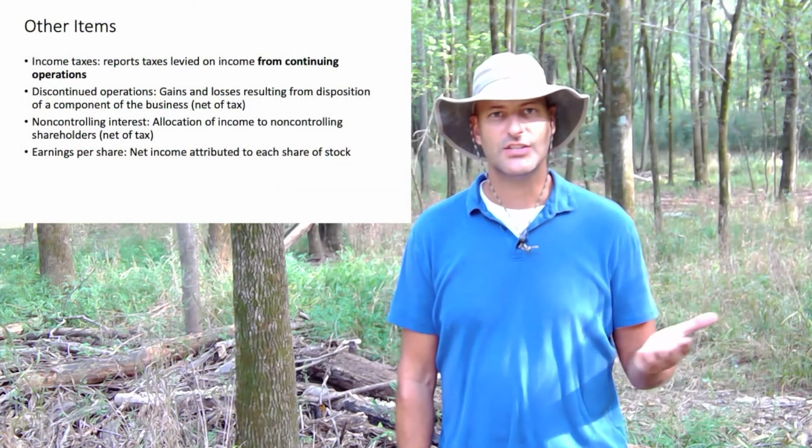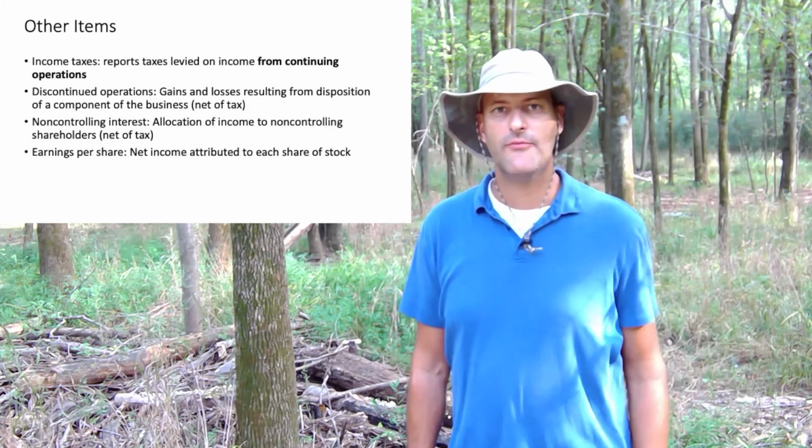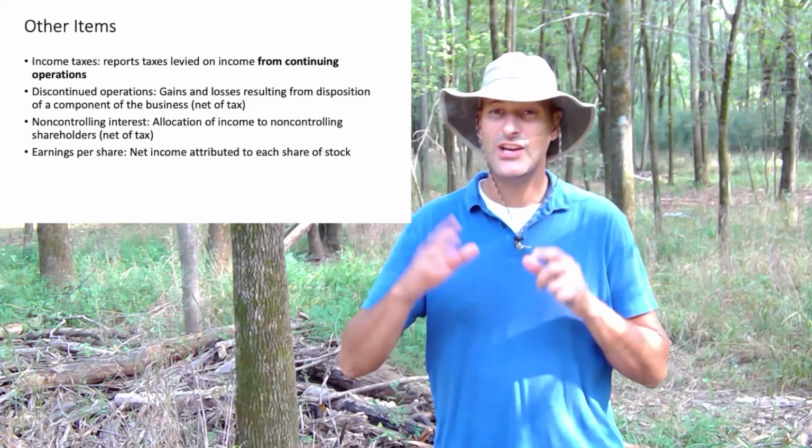So those are types of things that end up in gains and losses as opposed to revenues and expenses. There are some additional or other items that we do. First of all, income taxes. Income taxes, reported taxes levied on income from continuing operations. The key here is from continuing operations.